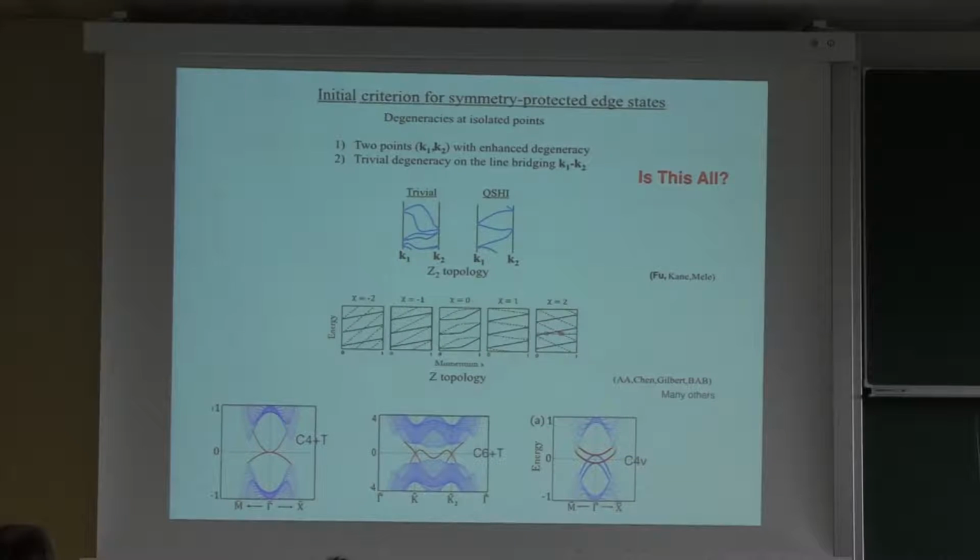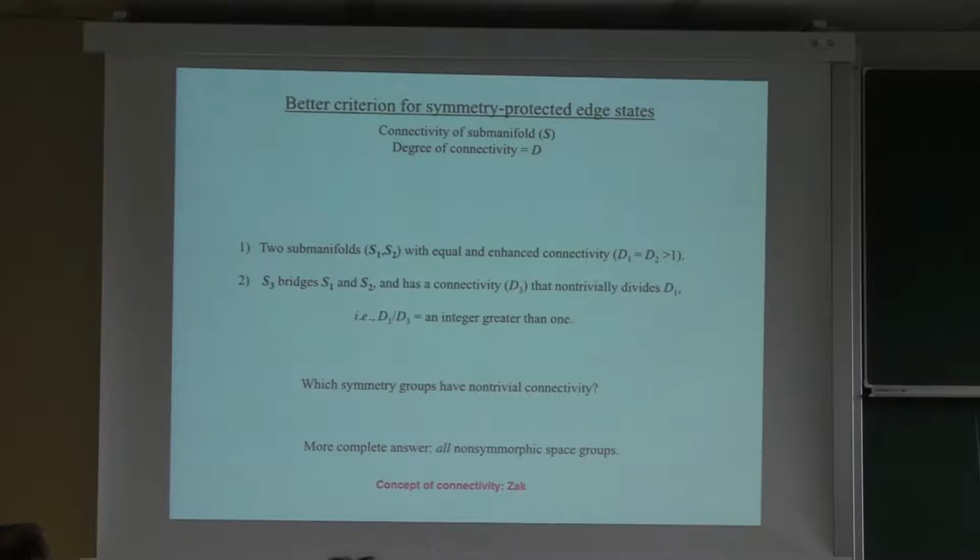But the question now is, is there something more? Is there something more than just this criterion? And the answer is yes. This criterion just focuses on the surface. So now I'm just going to be talking about the surface still. It focuses on having double degeneracies, or more than double degeneracies, but at least twofold degeneracies, at some points in the Brillouin zone. But there is an enhanced criterion for topological behavior, which focuses not only on degeneracies at high symmetry points, but on the connectivity of bands on high symmetry lines.